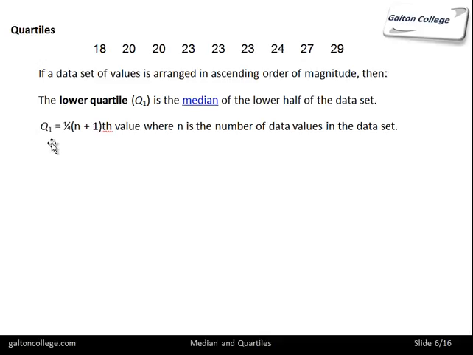So Q1 is just a quarter of the n plus 1 value, where n is the number of values in the data set. It's almost the same formula as the median, except now we're dividing by a quarter. We're dealing with quartiles. So quartiles, quarter, dealing with a quarter.